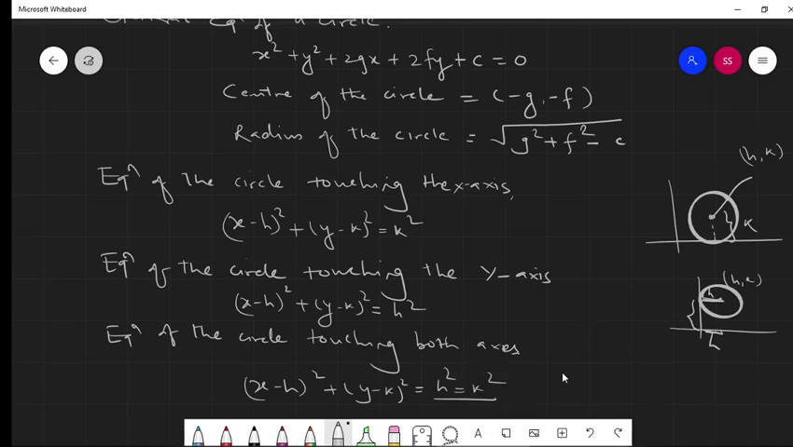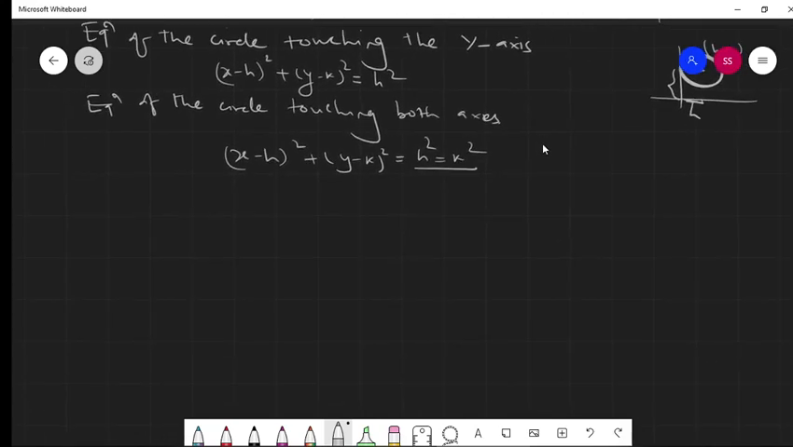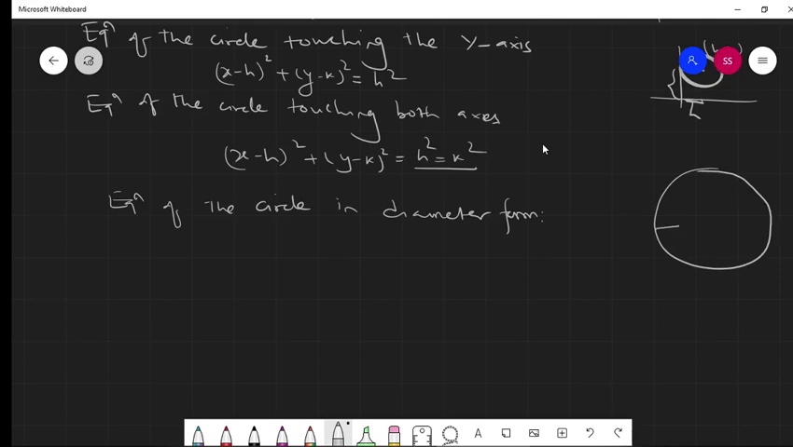Now equation of the circle in diameter form. This is a circle. In this case, this point is P x comma y. This A is x1 comma y1, and this B is x2 comma y2.